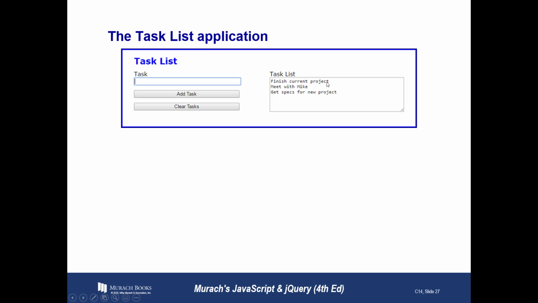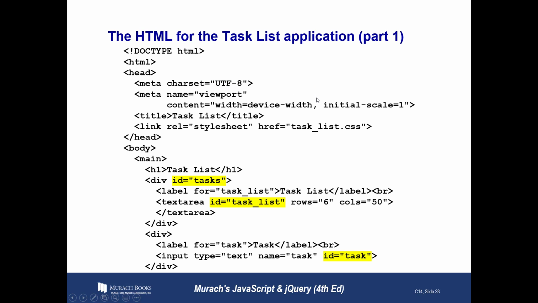So typically when you start creating applications along this vein, you start talking about CRUD. And CRUD is an acronym for create, read, update, and delete. Well, create is when you put something in here and click add task. Read is what you're showing in here. Update is not provided. And delete is clear tasks.